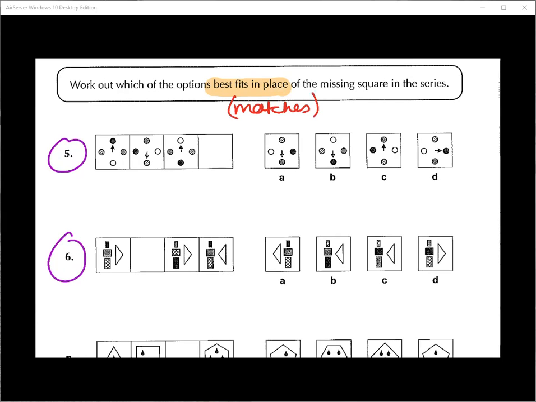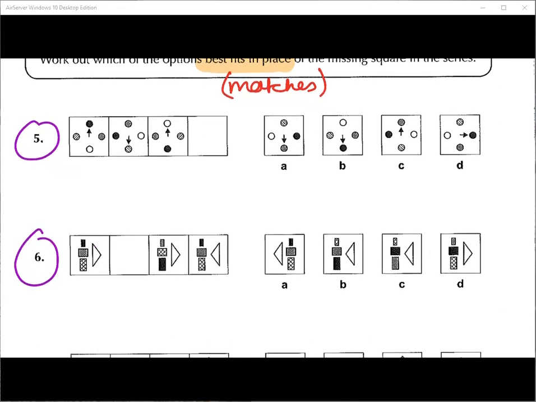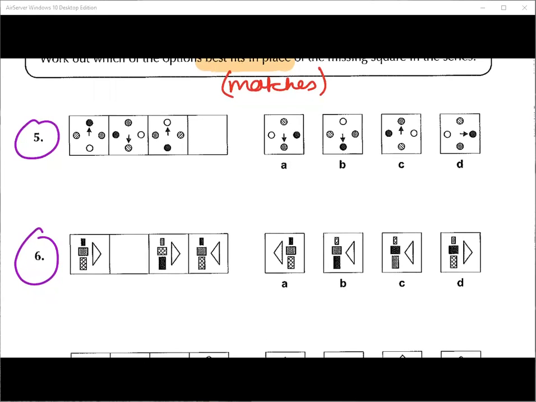Okay, so what's happening then in question number 5? What is the arrow pointing at for number 5? It points at a circle. And the pattern is that it goes up and down, and up, down, and down. Okay.